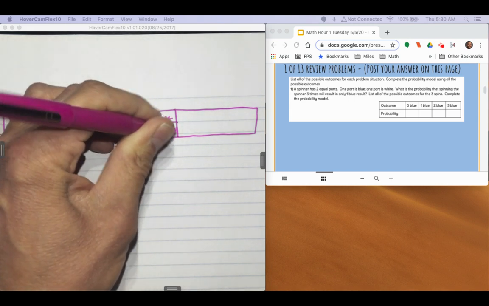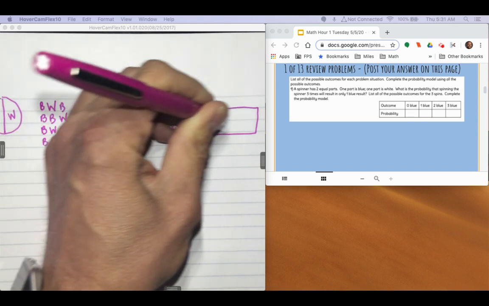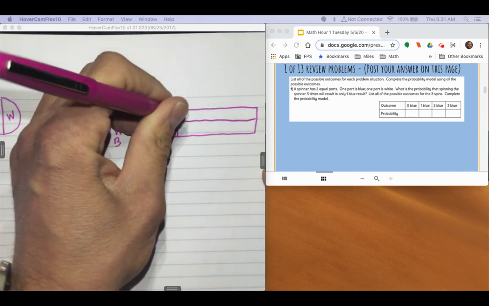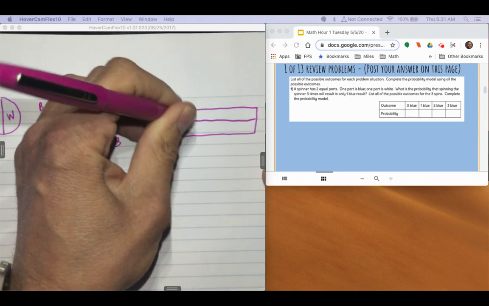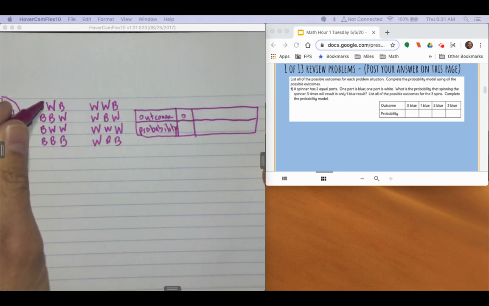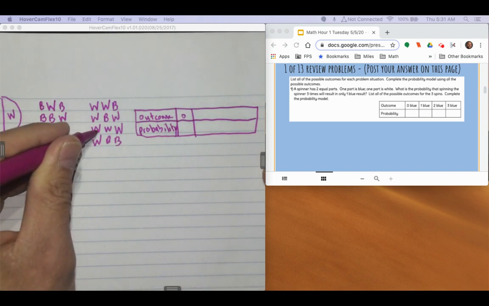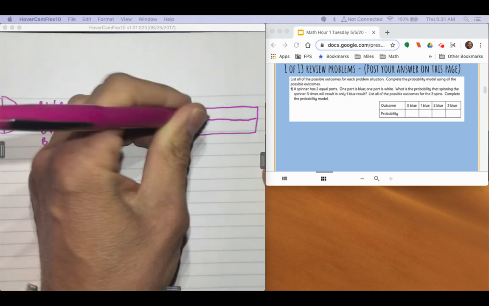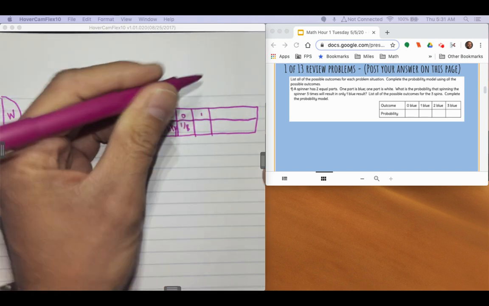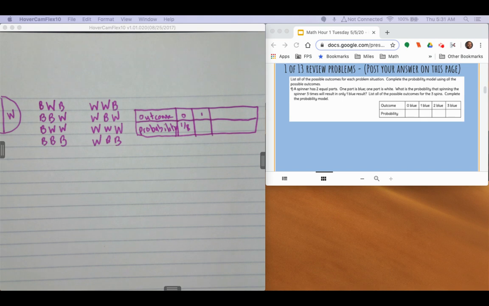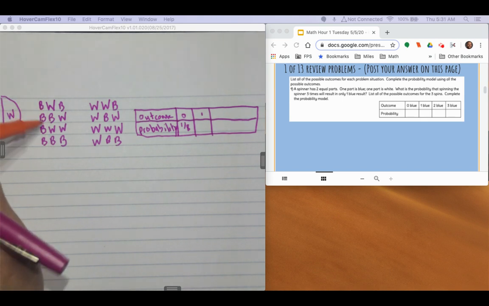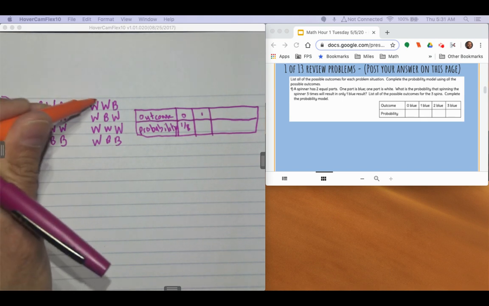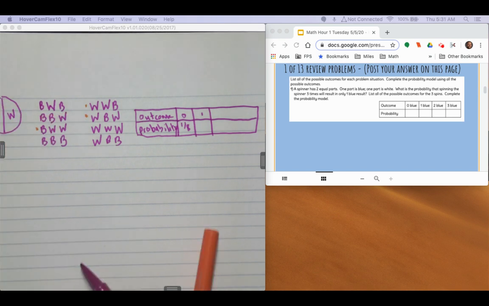And so for me to have 0 blue, well, that only occurred the one time here, so it'd be 1 out of 8. To have 1 blue, that would have occurred once, twice, 3 times. So it'd be 3 out of 8.